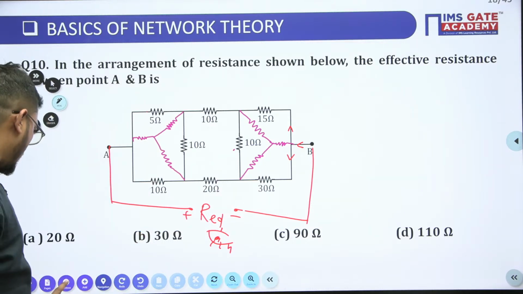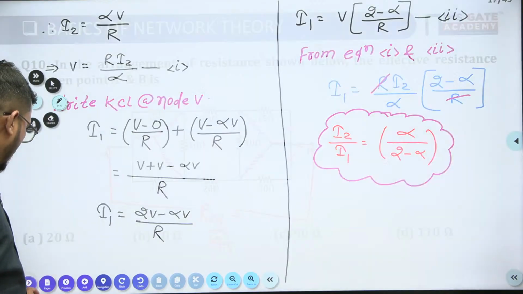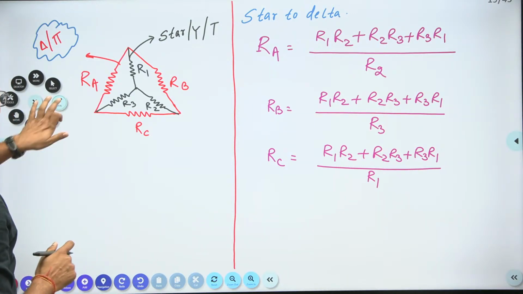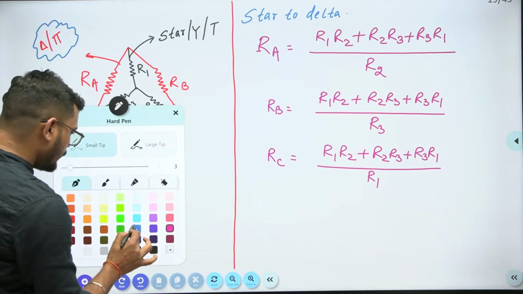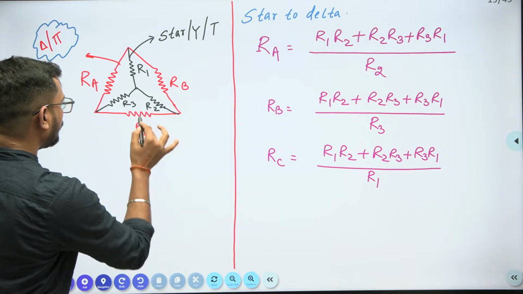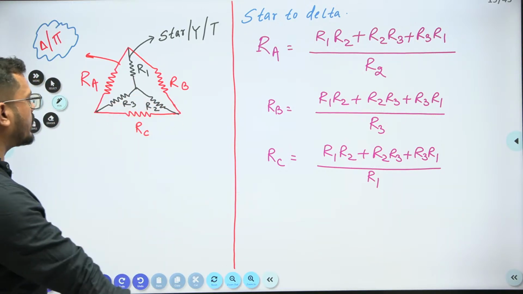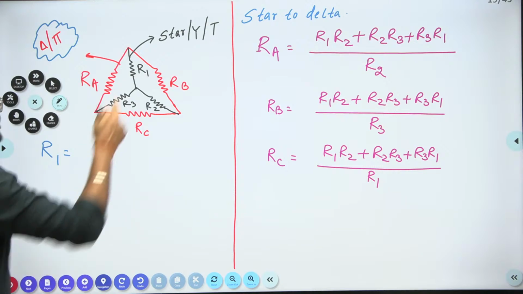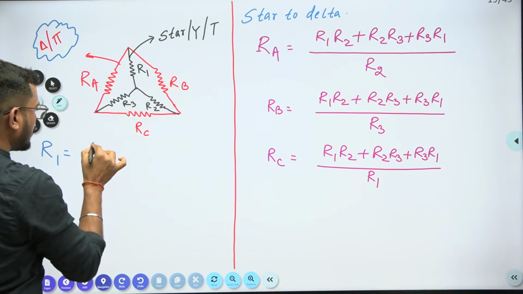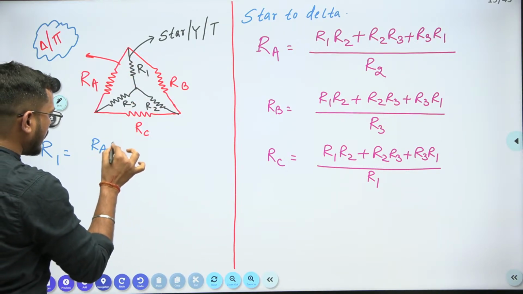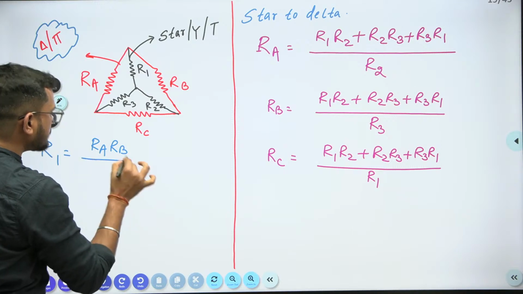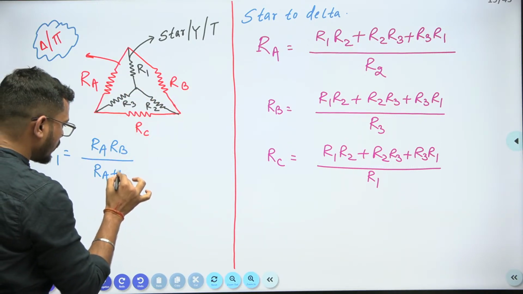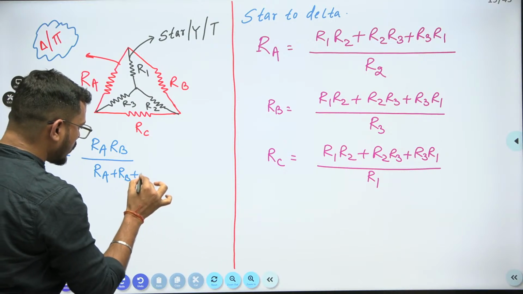Again let us see here. What we have to calculate now is the value of R1, R2 and R3. How to calculate this? Just see here. R1 will be RA into RB, divided by RA plus RB plus RC.